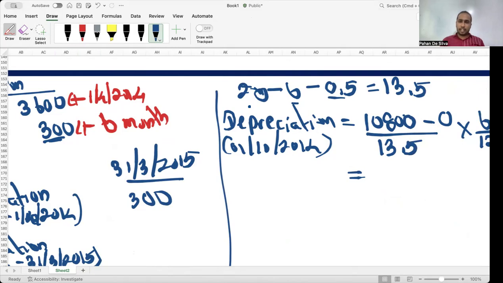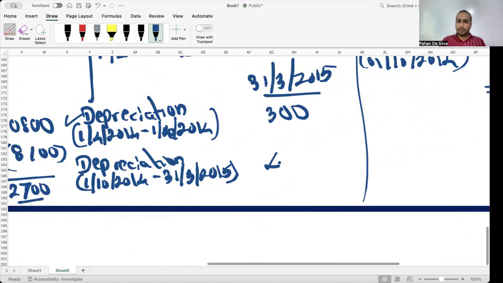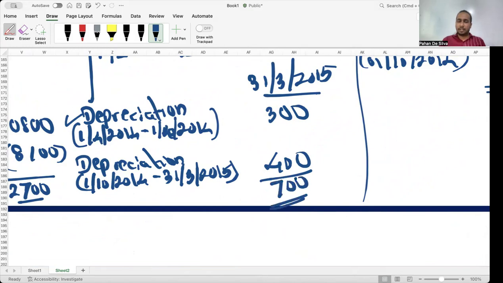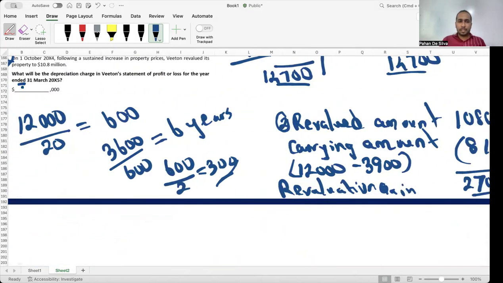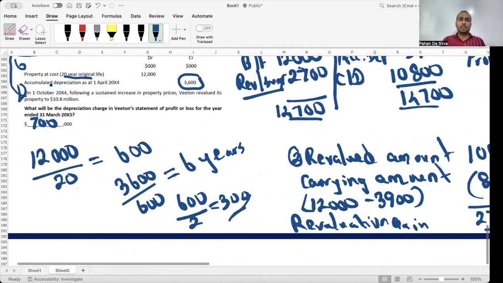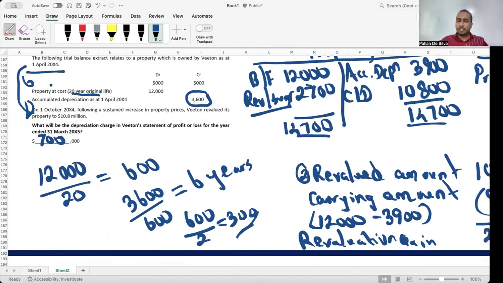So 10,800 divided by 13.5 means it is 800. Then it should be multiplied by 6 divided by 12, so the value is 400. This is the depreciation charge for the second half of the year. So I can substitute it here, 400. 300 plus 400 means it is 700. This is in thousand terms. So 700,000 is the depreciation charge in Wheaton's statement of P&L for the year ended 31st March 2015, right?